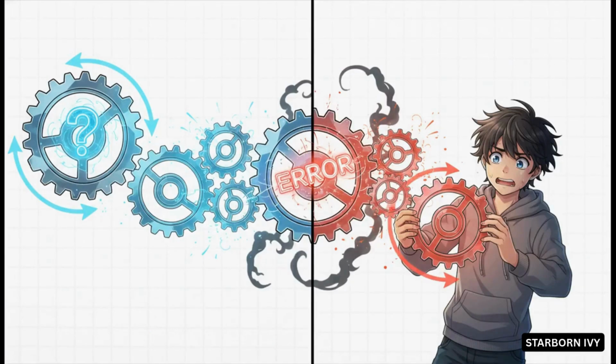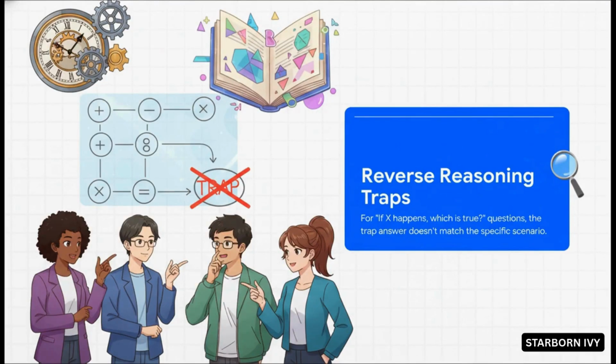Okay, this next one is a little more subtle. It messes with the way our brains process logic when we're under pressure. This is the reverse reasoning trap. So the question might be something like, if x is a positive even integer, which of the following must be true? And one of the answer choices might be something that's true for, say, all integers. It's a tempting answer because it's a true statement, but it doesn't answer the specific question they asked. You have to make sure your answer matches the exact conditions they gave you in the problem.